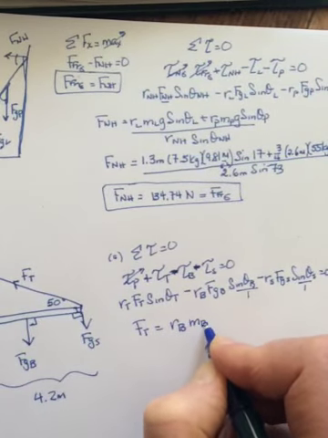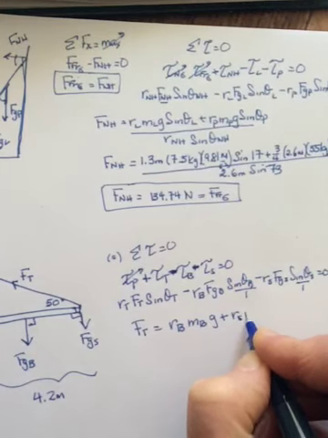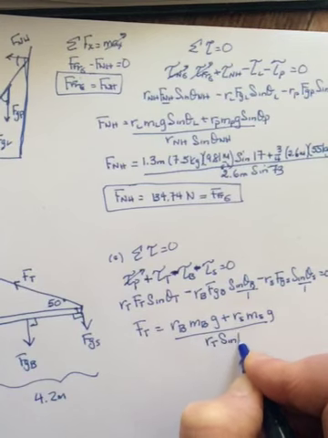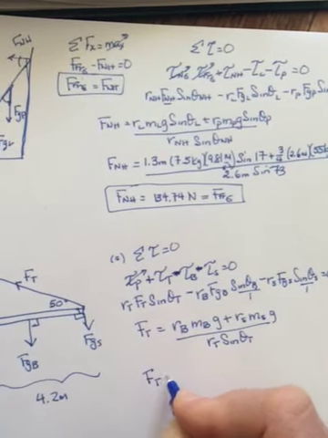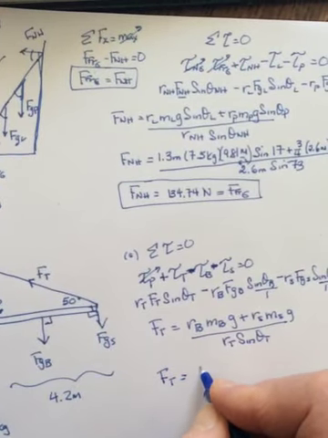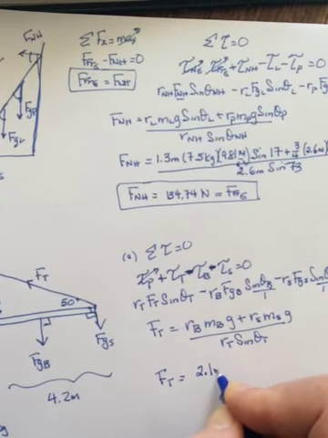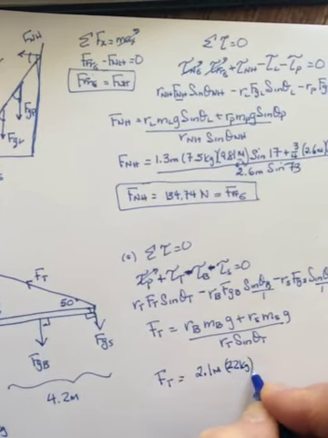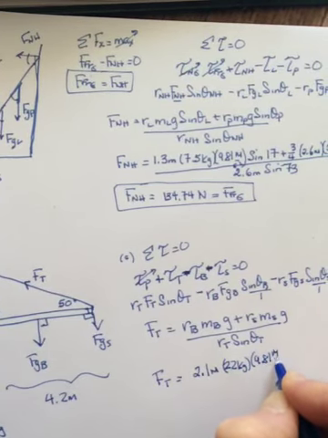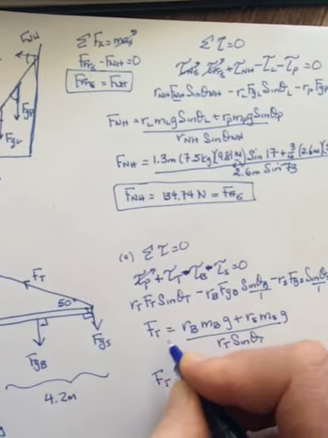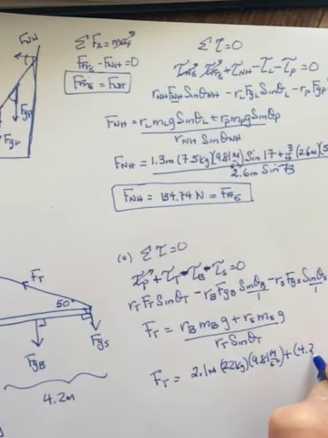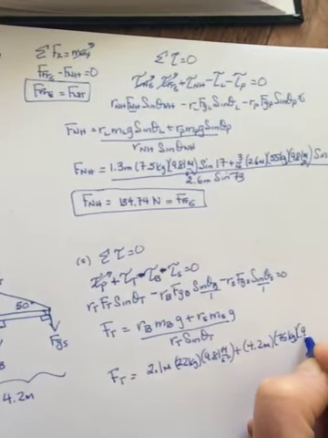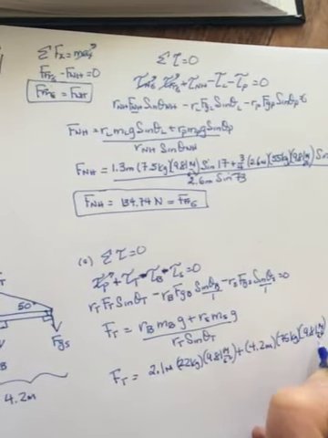R of the beam, M of the beam, G, plus R of the sign, M of the sign, G, divided by R tension, sine theta tension. Fill in your values. The beam is a uniform beam, so its full length is 4.2, so R will be 2.1. The beam's mass was 22 kilograms times 9.81 meters per second squared. The sign is out on the end of the beam, so its R is 4.2 meters. Its mass is 75 kilograms times 9.81 meters per second squared.